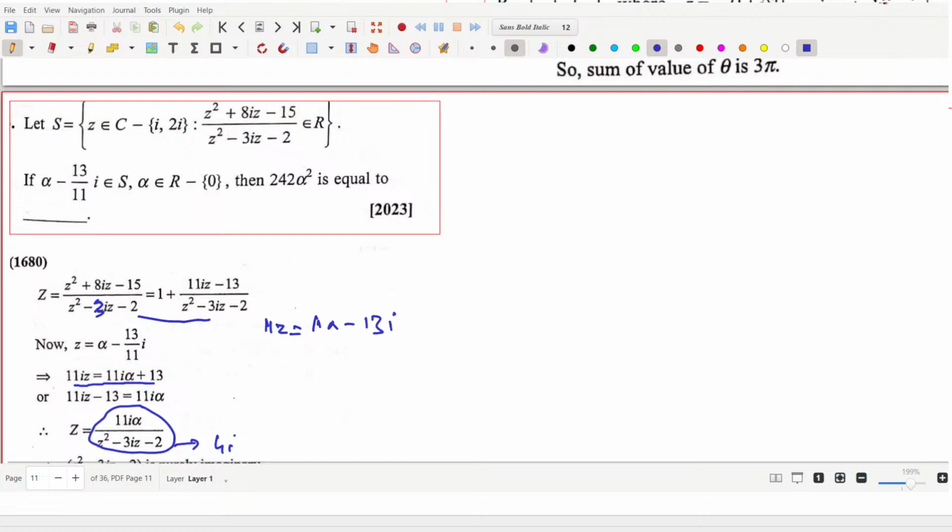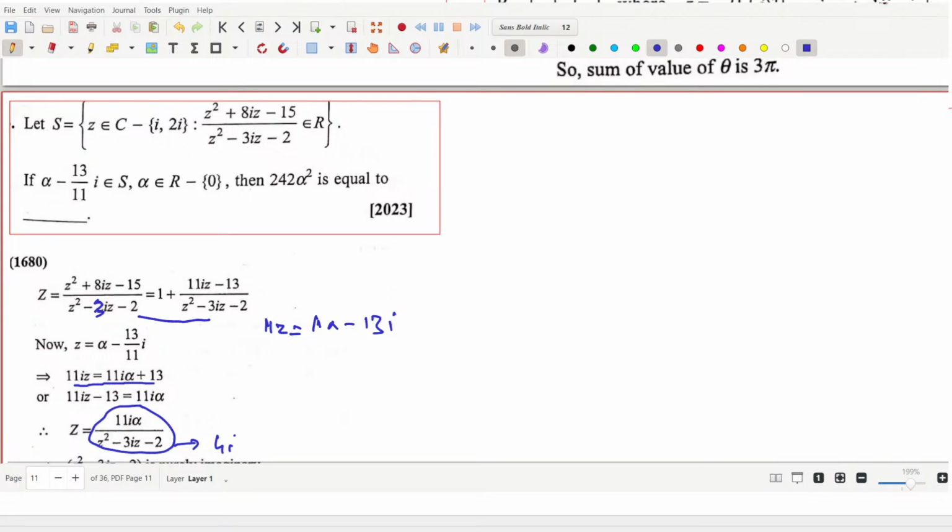Again, the magnitude is still 1. This time the angle becomes 3 theta. So power 3 should be cos 3 theta plus i sin 3 theta, right? Similarly, power n should be cos n theta plus i sin n theta. Understood?